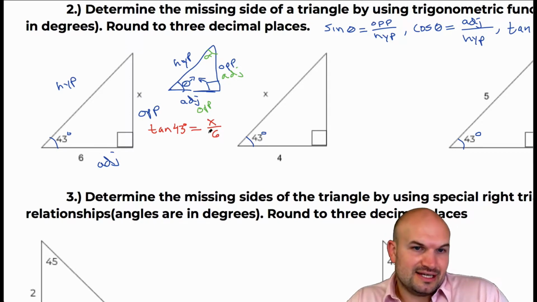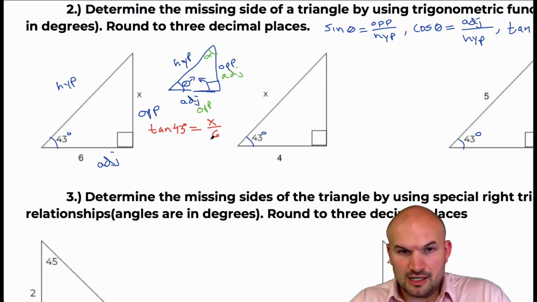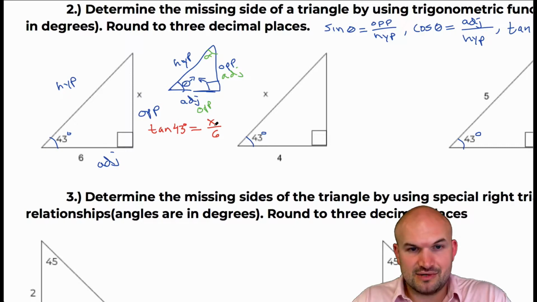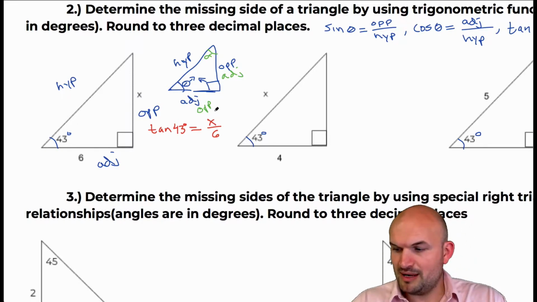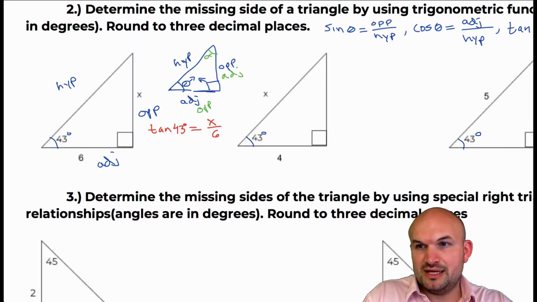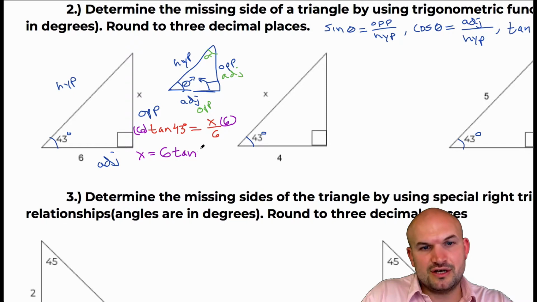Now, our idea here is to solve for x, right? So right now my x is being divided by 6, so therefore I need to multiply by 6. So what I'm going to do is multiply by 6 on both sides. And I can see x is equal to 6 times the tangent of 43 degrees.